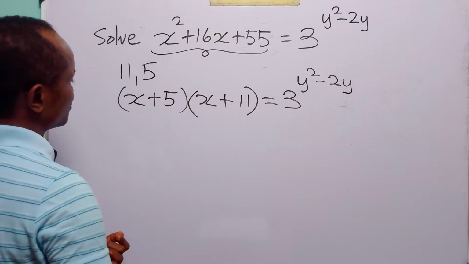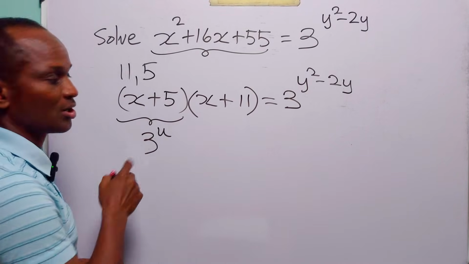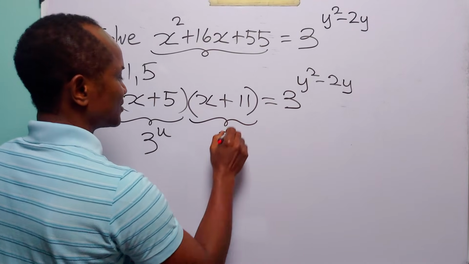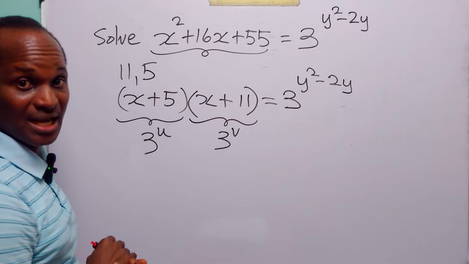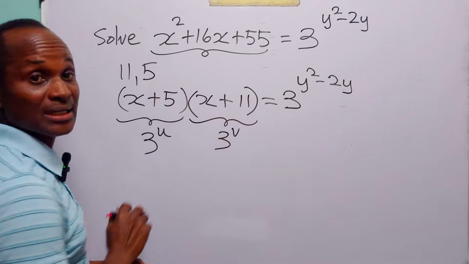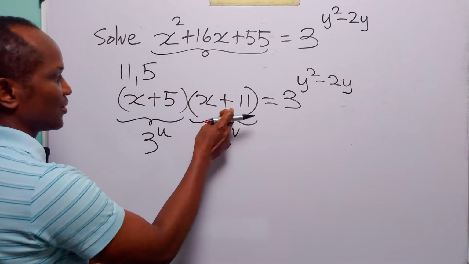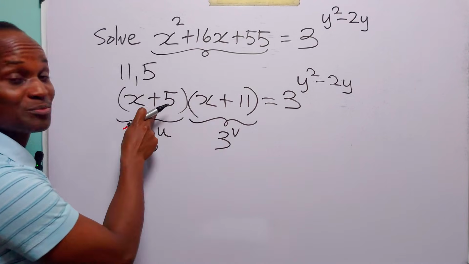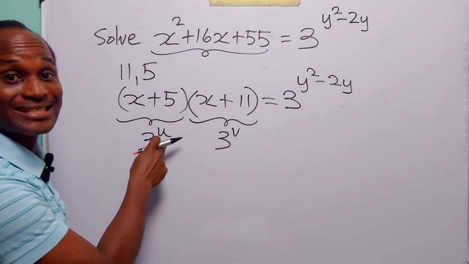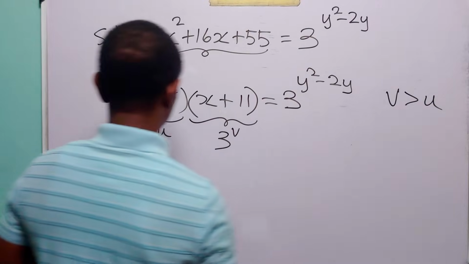Now, the next thing we are going to do is that we will substitute 3 to the power u for x plus 5 and 3 to the power v for x plus 11. Of course, you know that why I chose 3 is because of this base on the right-hand side. Now, naturally, x plus 11 is going to be larger than x plus 5. That means that v should be larger than u. So we have that v should be greater than u.